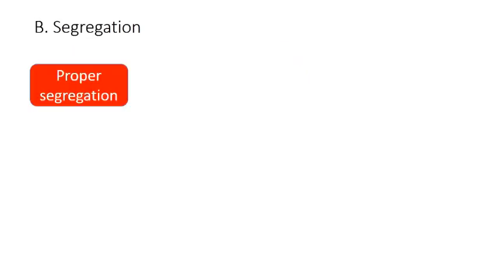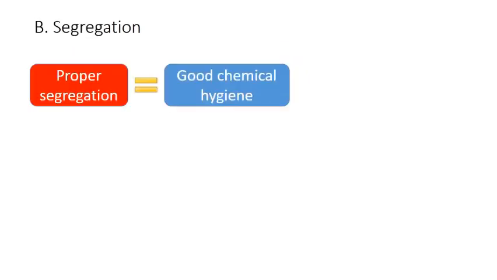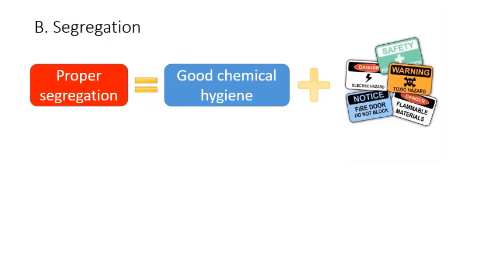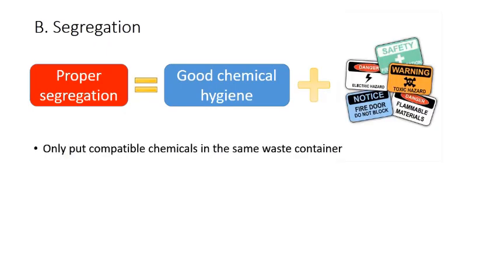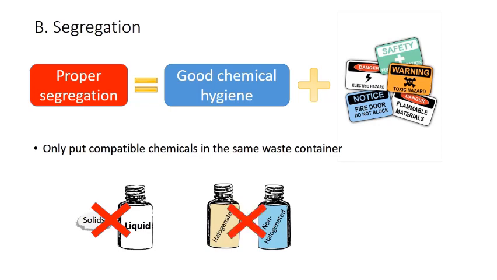Proper segregation of waste gives rise to good chemical hygiene and creates a safe workplace environment. Only put compatible chemicals in the same waste container. Do not mix solids and liquids. Do not mix halogenated with non-halogenated chemicals.